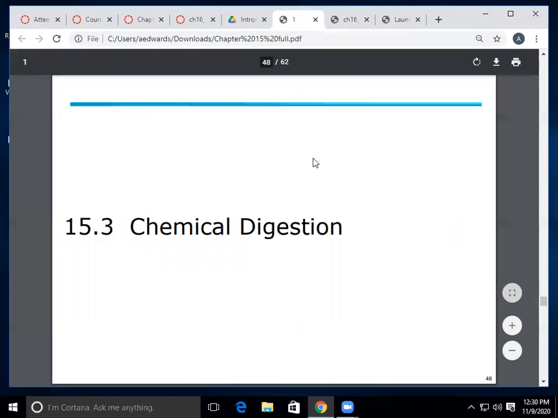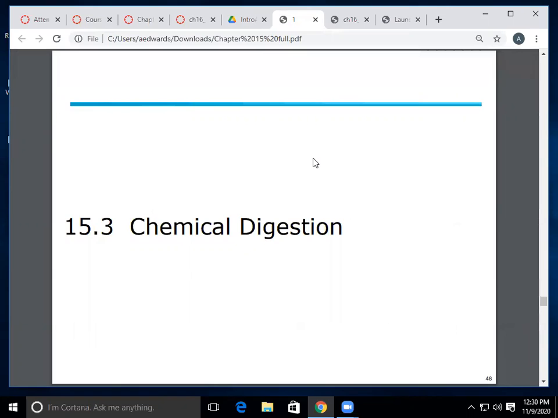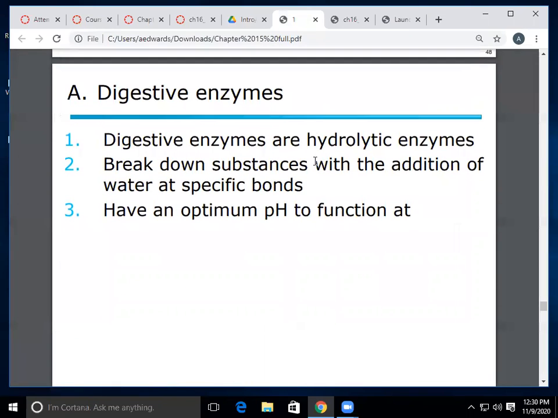All right, so picking up where we left off, chemical digestion. All right, so we talked about the organs, right? So now we're more of the anatomy. We've done some physiology, but a lot of anatomy in terms of organs. Now we're going to talk a little physiology in terms of what's going on chemically.